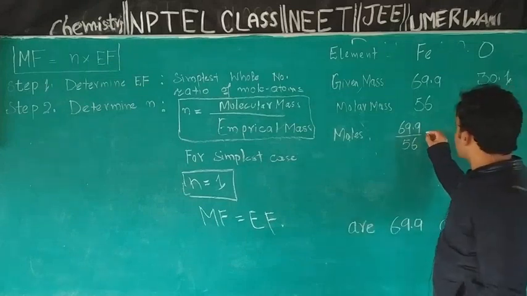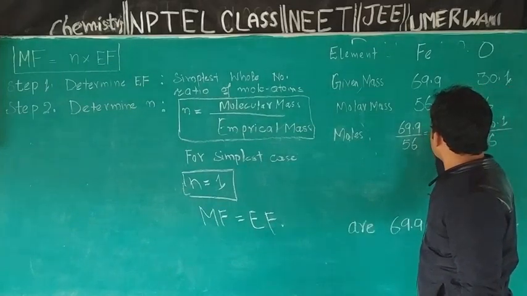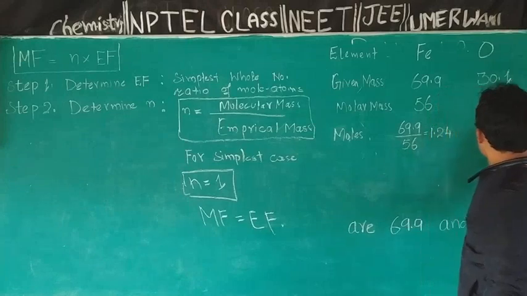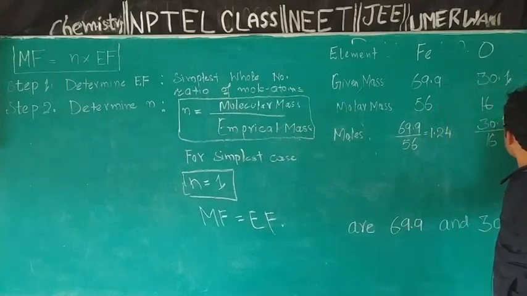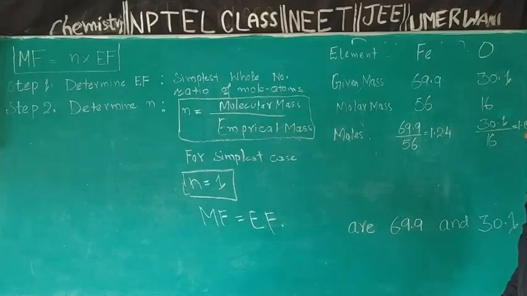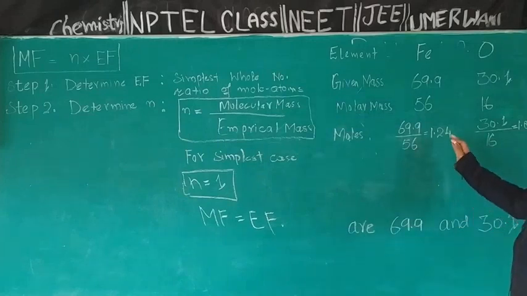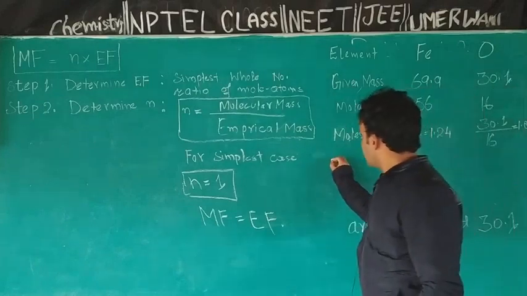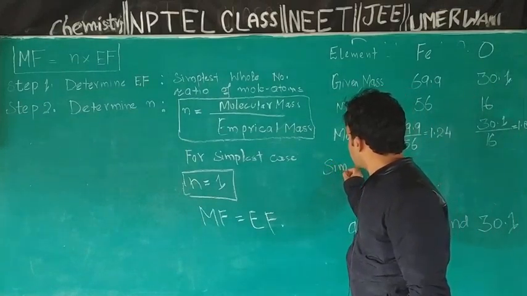It comes equal to 1.24 and it comes equal to 1.88. We got the number of moles of iron equal to 1.24 and the number of moles of oxygen equal to 1.88. So I can also say we got the ratio of mole atoms 1.24 is to 1.88, but it is not the simplest. We will make it the simplest ratio.